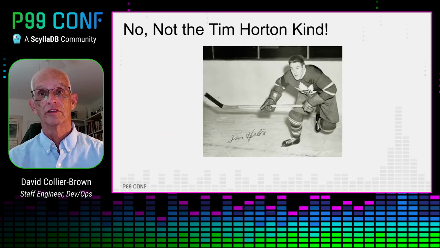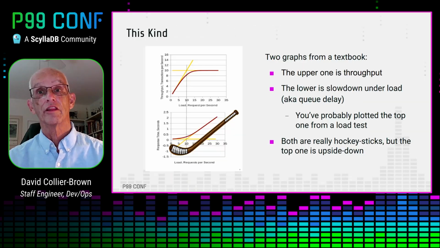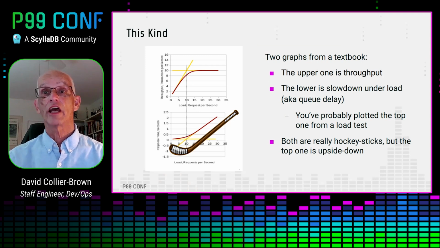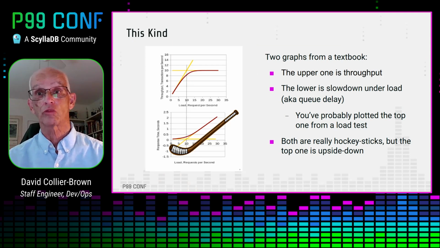Hi, I'm Dave from Toronto, home of the Maple Leafs, and I'm here to talk about hockey sticks. No, not that kind. This kind. The kind you've seen in these diagrams, ones that you've probably seen in a textbook.